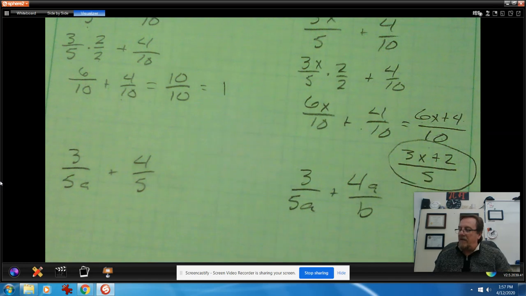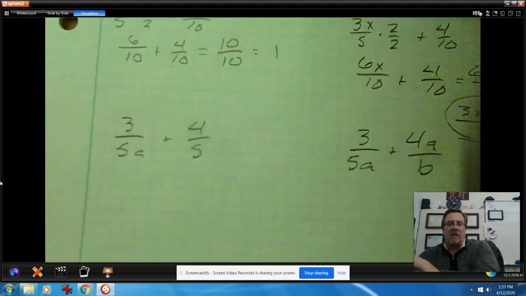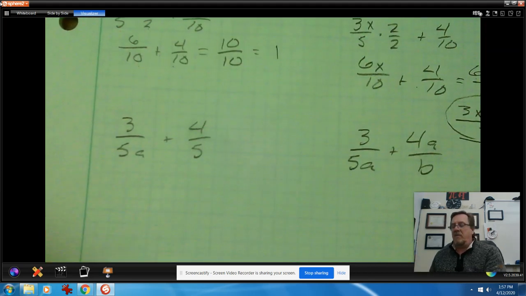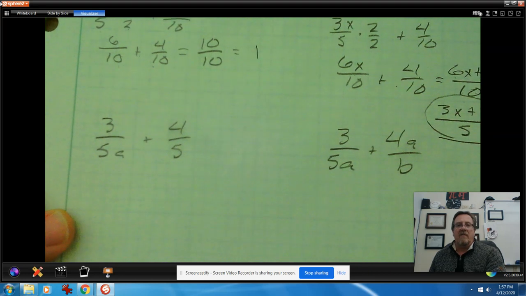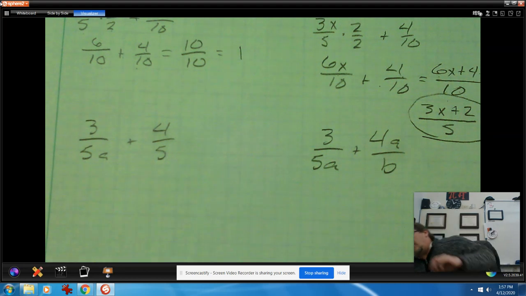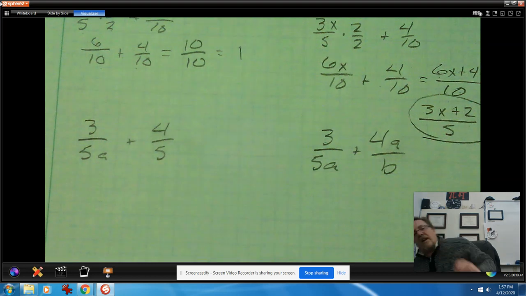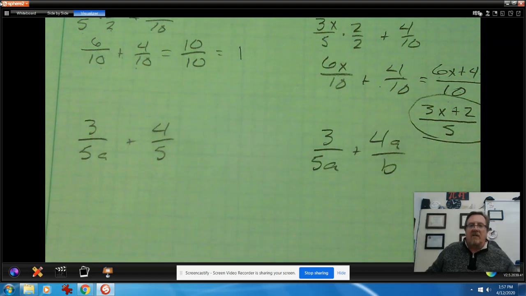So when we add 3x over 5 to 4/10, we should get 3x plus 2 over 5. Okay? Let's move on. Let's look at another problem. Notice in the previous problem, our variable was in the numerator. What happens when it's in the denominator? Do things change? Let's find out.